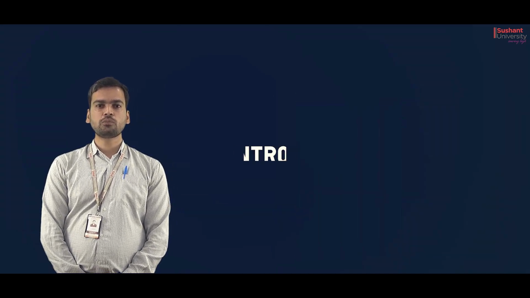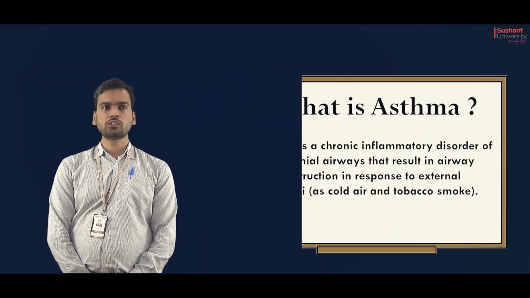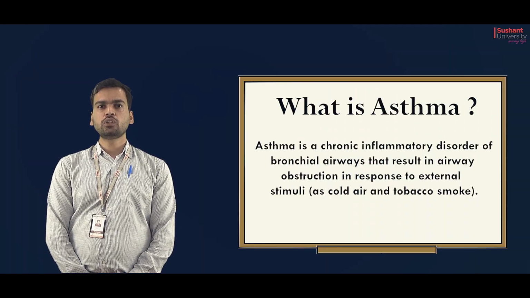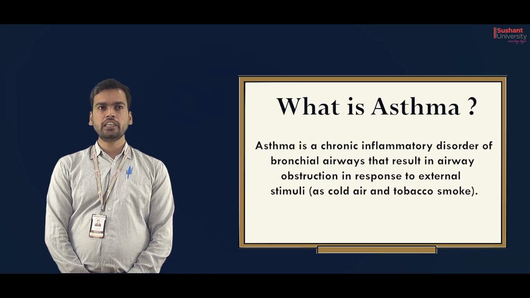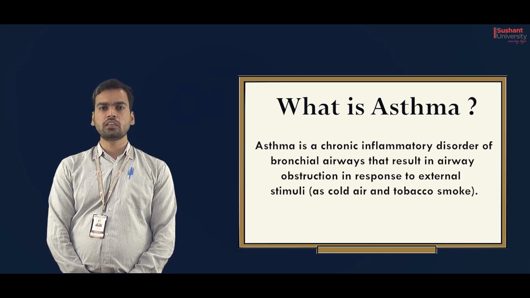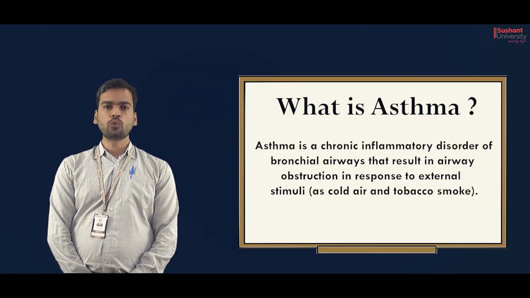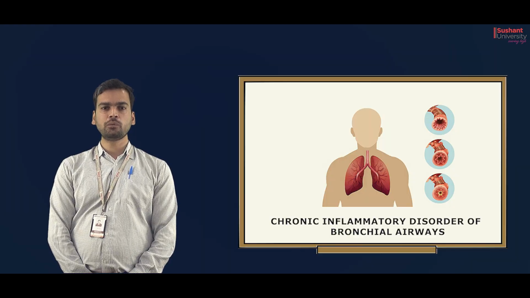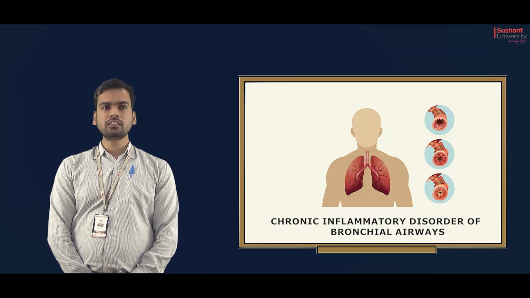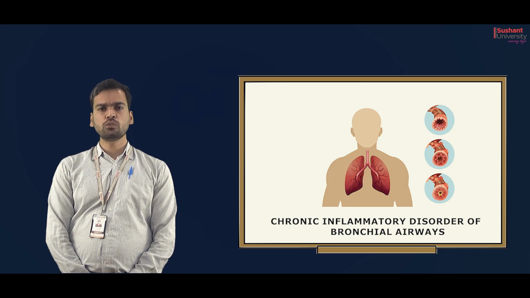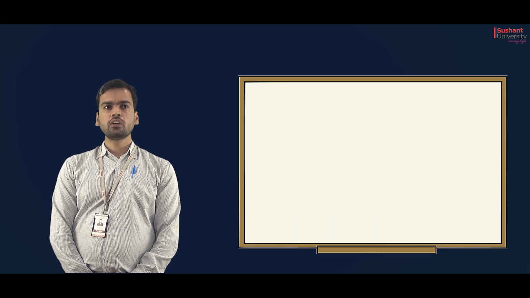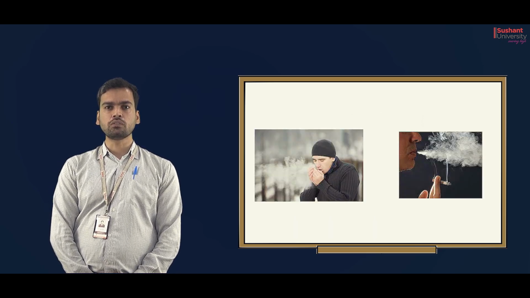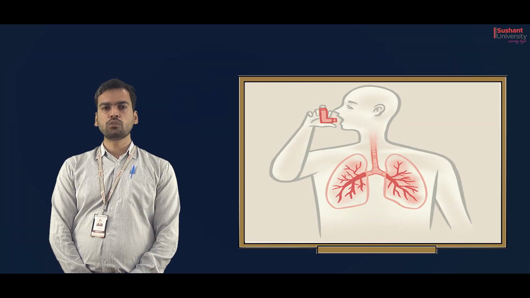When we discuss the basic introduction of asthma, asthma is a chronic inflammatory disorder of the bronchial airways that results in airway obstruction in response to external stimuli. Here are the different types of external stimuli that can cause bronchial constriction, and with bronchial constriction, we are not able to breathe properly. Any stimulus can cause bronchial constriction, including cold air, tobacco and smoke. These are the basic stimuli that can cause asthma in any patient's body.